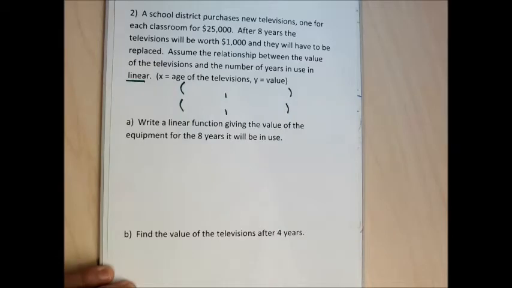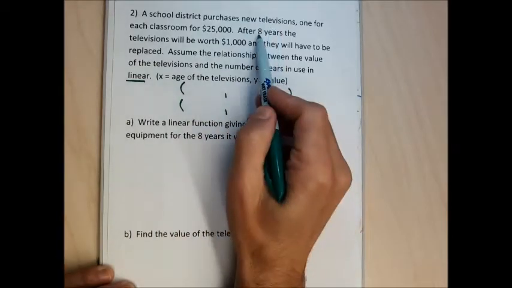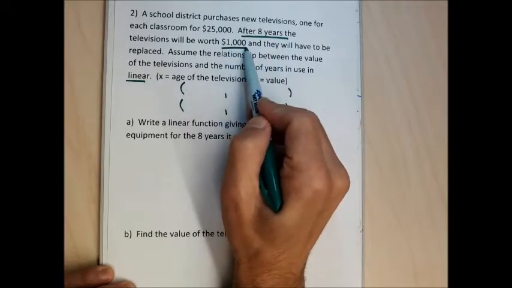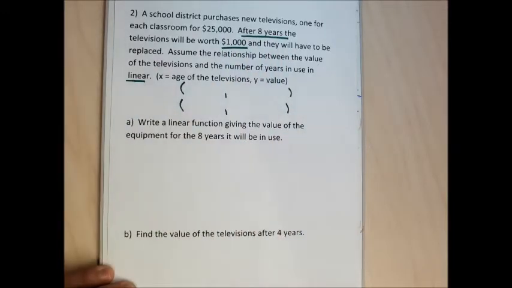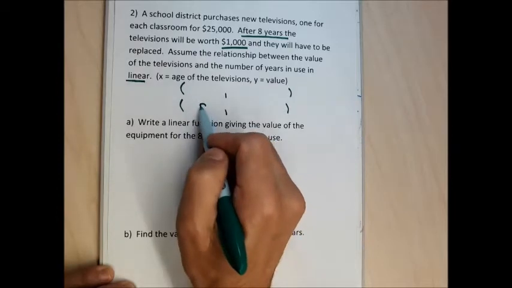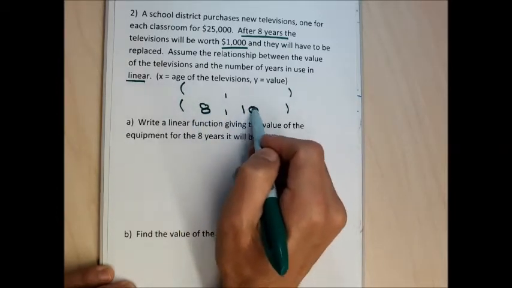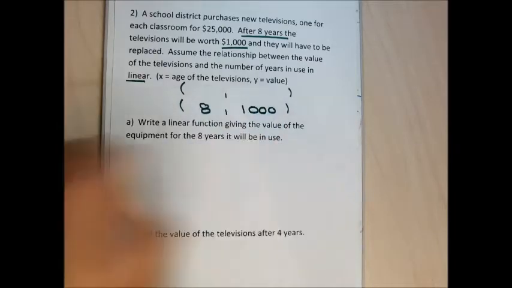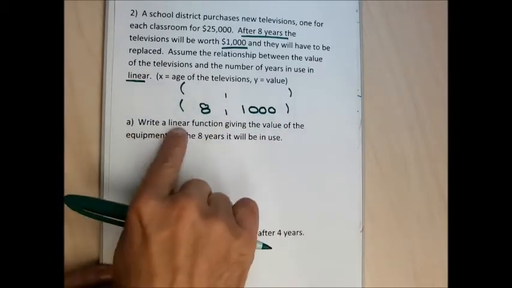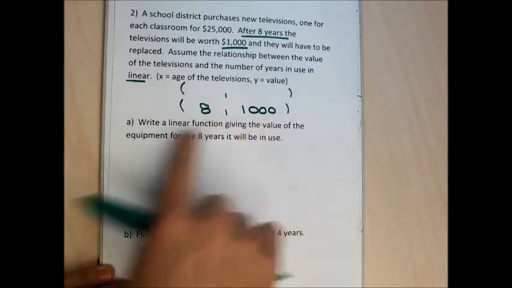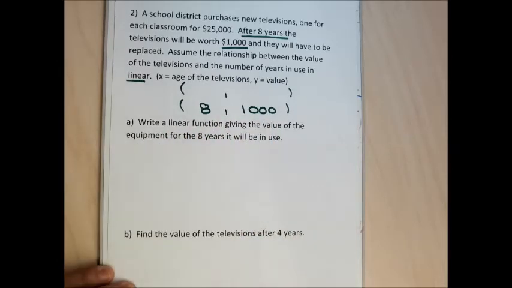The easy point is gotten from the second sentence. The second sentence says after 8 years, the TVs are worth $1,000 and they're going to have to be replaced. I'm going to write that as the point 8 for the age of the television and 1,000 for the value of the televisions. I'm trying to come up with an equation of a line in function form that predicts the value of the TVs for the 8 years they're in use. In order to do this, I need to have 2 points. The second sentence gives me one of the points.